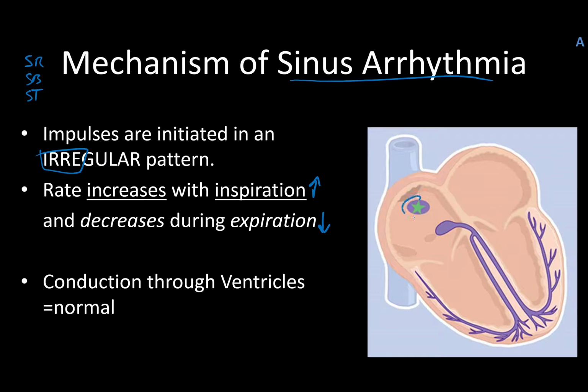The impulse still comes from the sinus node. That hasn't changed. And conduction through the ventricles happens just fine. It's just that there's this varying rate that occurs. It kind of speeds up and slows down. Here's how it works. It's all based on the respiratory cycle.